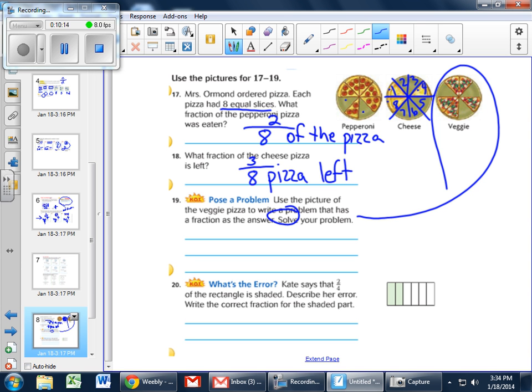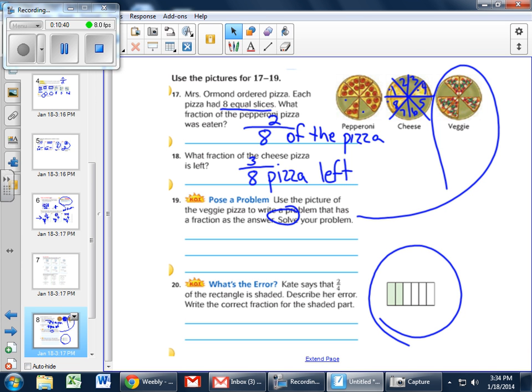Number 20, what's the error? Kate says that 2/4 of the rectangle is shaded. Describe her error. Write the correct fraction for the shaded part. So here's what you're looking at. She's saying 2/4 of her shape is shaded. What is wrong with it? And your bottom one, I don't have on my page. What fraction names the shaded part of the shape?